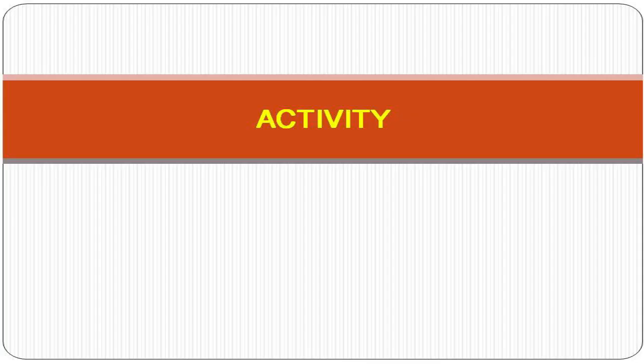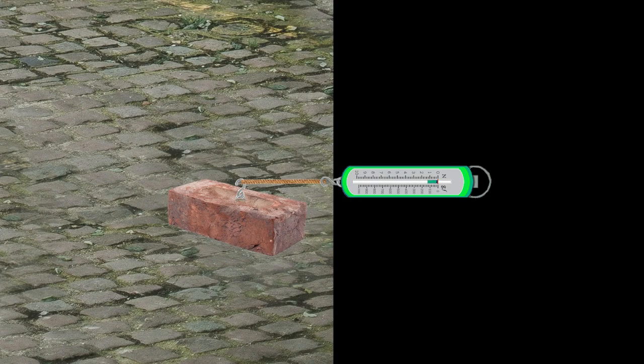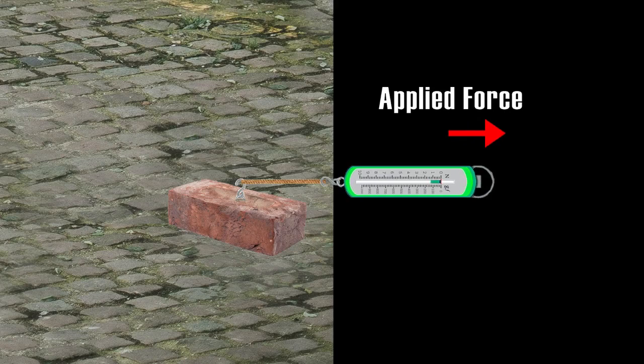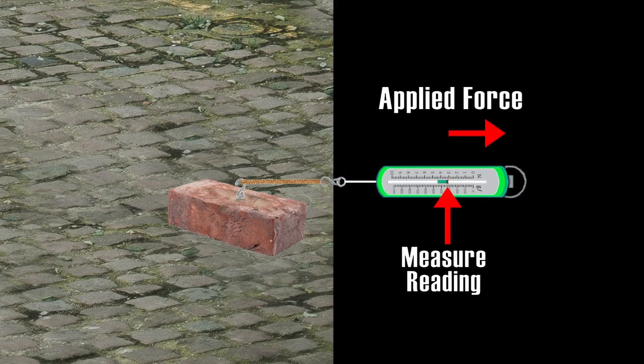Let us perform an activity to understand the factors affecting friction. Take a brick, a spring balance and a rope which connect the brick and the spring balance. Tie a string around the brick. Pull the brick by a spring balance. You need to apply some force. Note down the reading on the spring balance. When the brick just begins to move, it gives you the measure of force of friction between the surface of the brick and the floor.